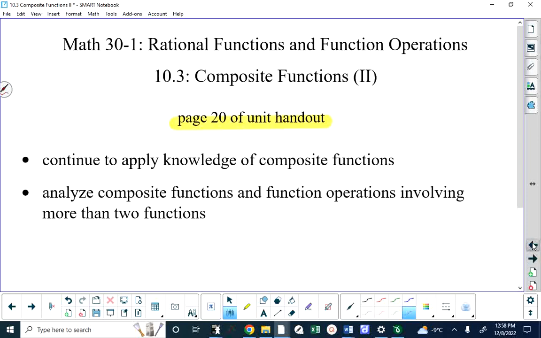Let's move on. We're going to just go through a boatload of examples today dealing with further types of questions involving composite functions. So this is on page 20 of your unit handout. What are our objectives? Continue to apply knowledge of composite functions and analyze composite functions and function operations at the same time, also involving more than two functions. So a composite function is what we just finished talking about. Function operations are sums, differences, products, and quotients. So we're going to just throw this all into a big bowl and mix it up.